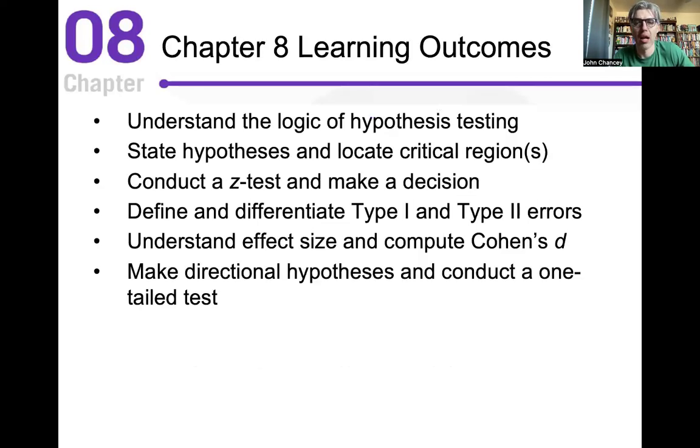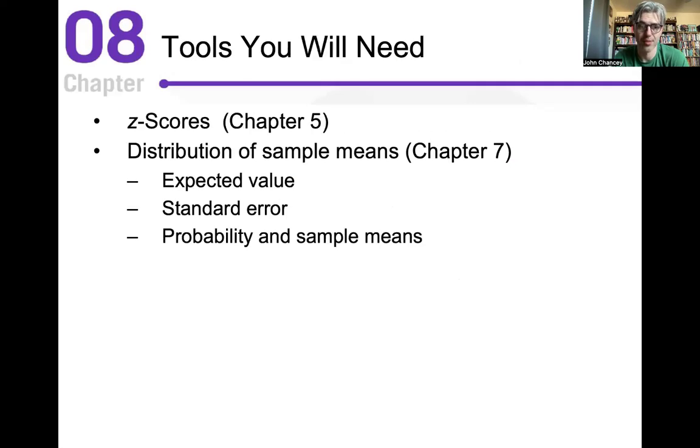So here are the learning outcomes, things that you should be able to do by the end of the chapter: understand the logic of hypothesis testing, state the hypotheses, and locate critical regions on the normal distribution, conduct a z-test and make a statistical decision about your results from your statistic, define and differentiate type 1 and type 2 errors, understand effect size and compute Cohen's d, and make directional hypotheses and conduct a one-tailed test.